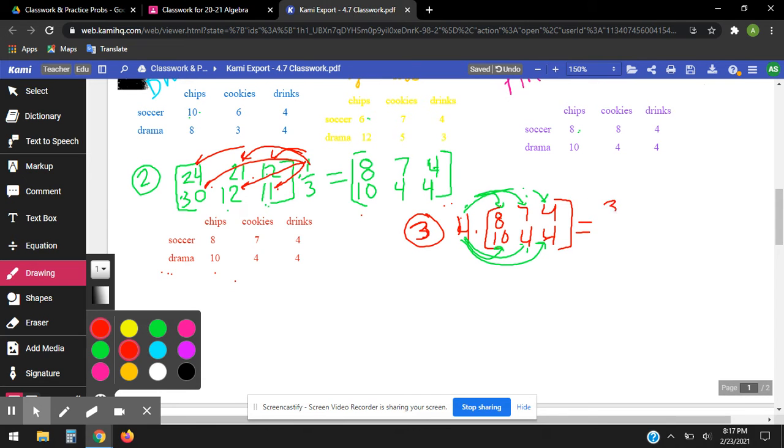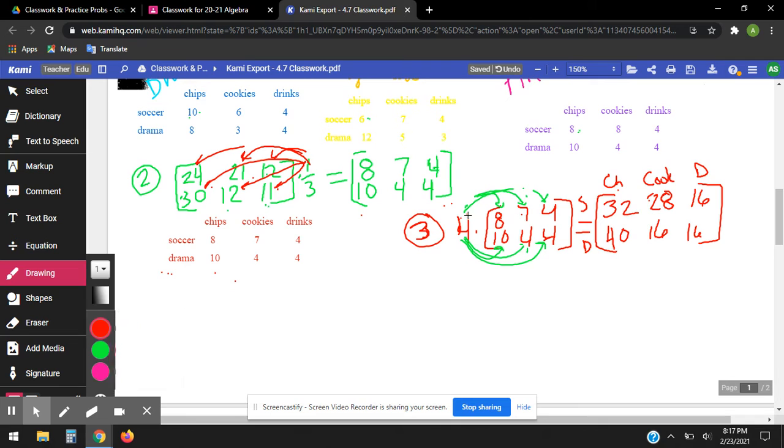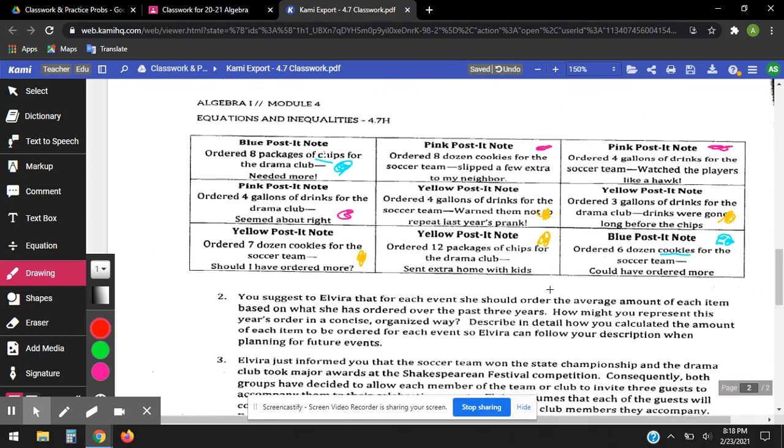So 4 times 8 is 32. 4 times 10 is 40. 4 times 7 is 28. 4 times 4 is 16. There's another 4 times 4 and another 4 times 4. So what that means is, same thing over here, soccer, this is drama, this is chips, this is cookies, and this is drinks. So for the soccer, I'm going to need 32 bags of chips, 28 dozen cookies, and 16 gallons of drinks. All right, last one.